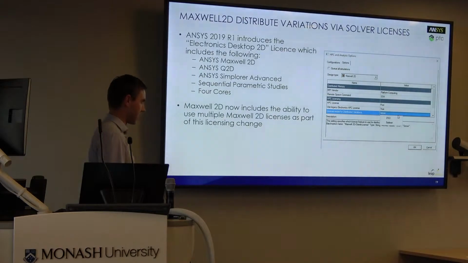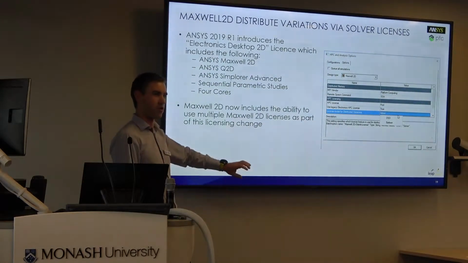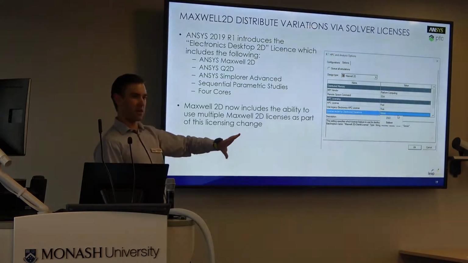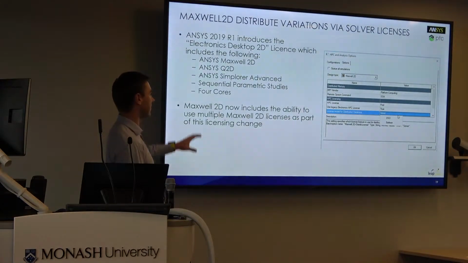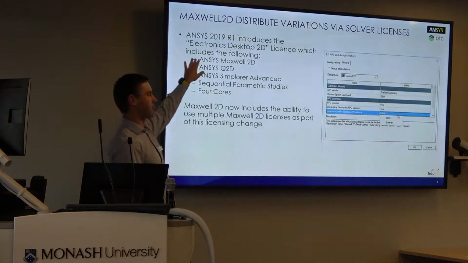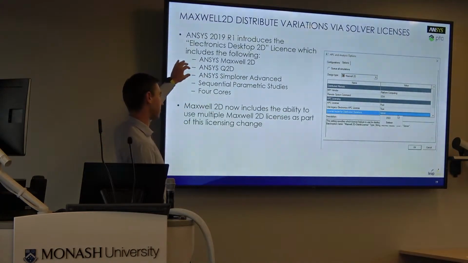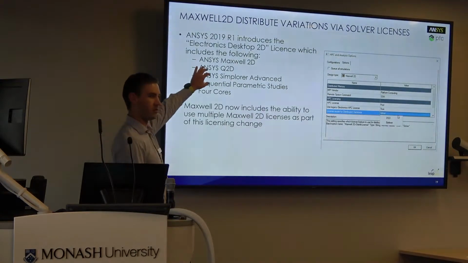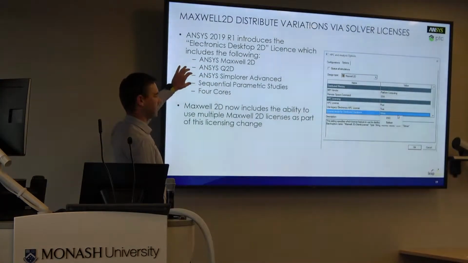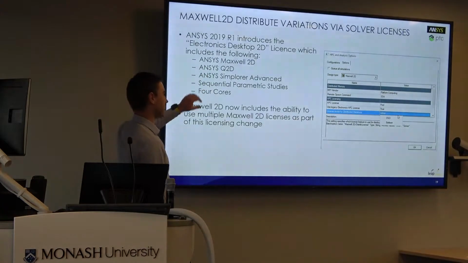As of 2019 R1, we've gone and created a new license increment. So there used to be a license called the Maxwell 2D license. That's now merged into the Electromagnetics Desktop 2D, and it comes with a few extra free products on the way. So it comes with the cable modeling cross-section tool. It comes with a full nonlinear version of Simplorer. So that's minusing a few of the multi-physics bits of Twin Builder.